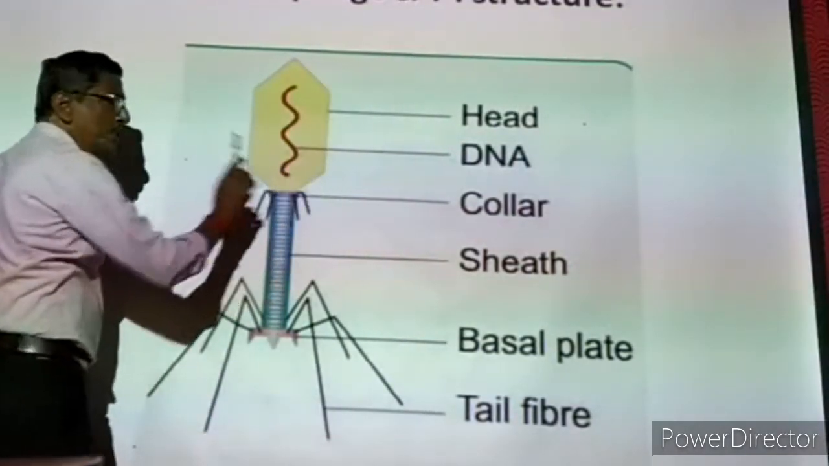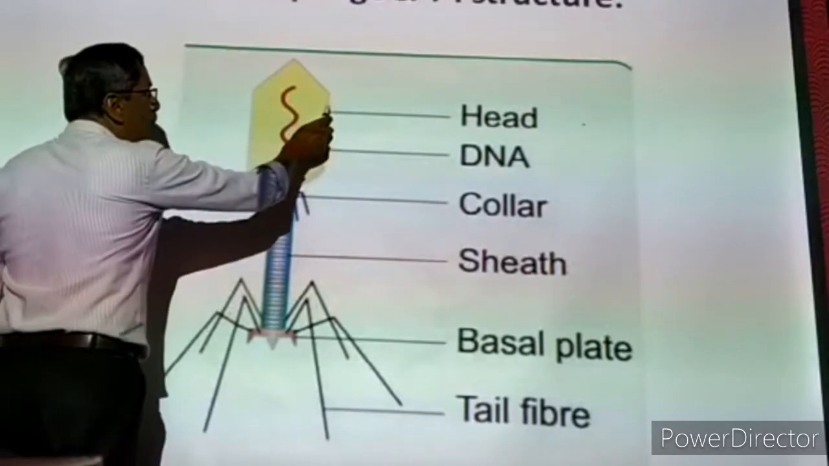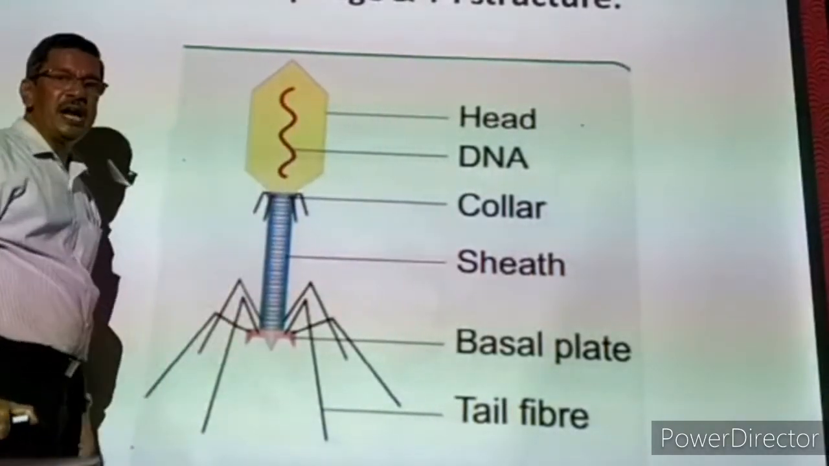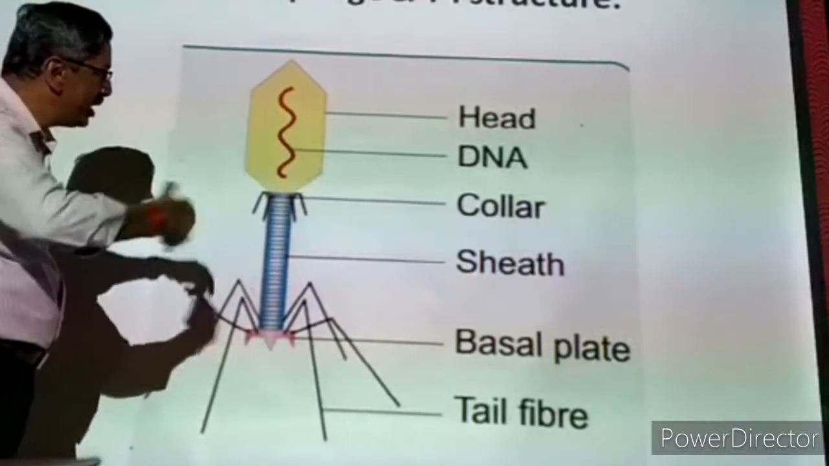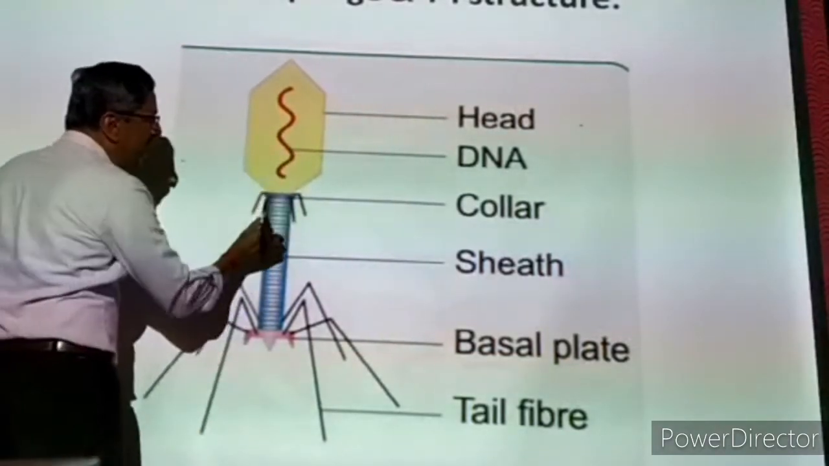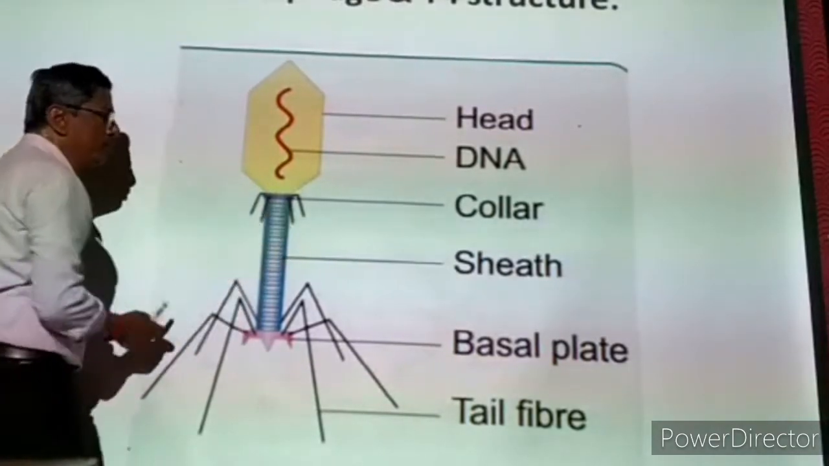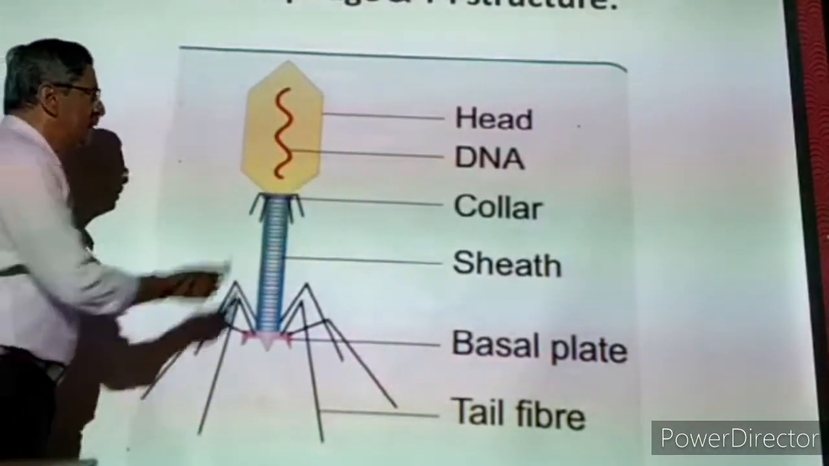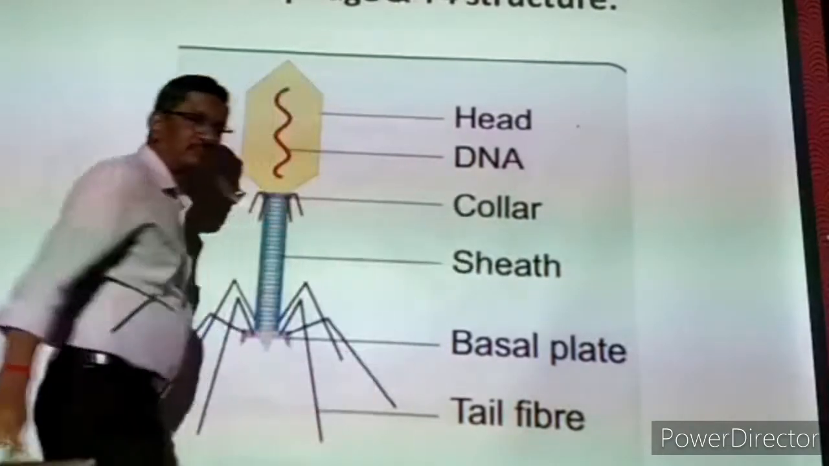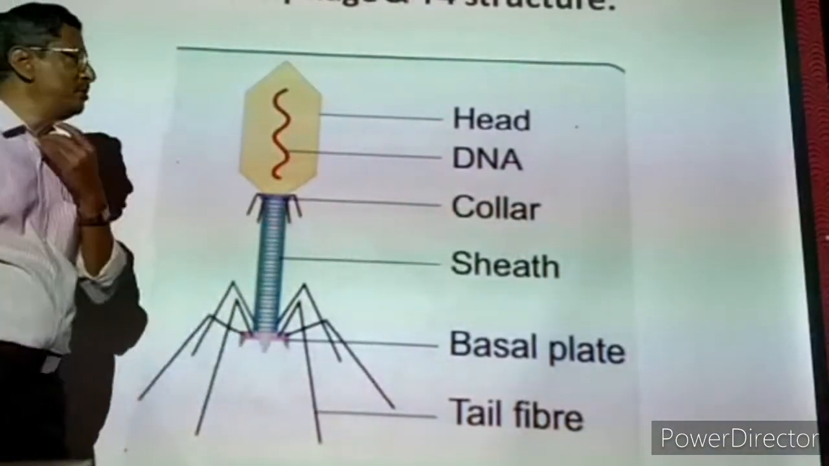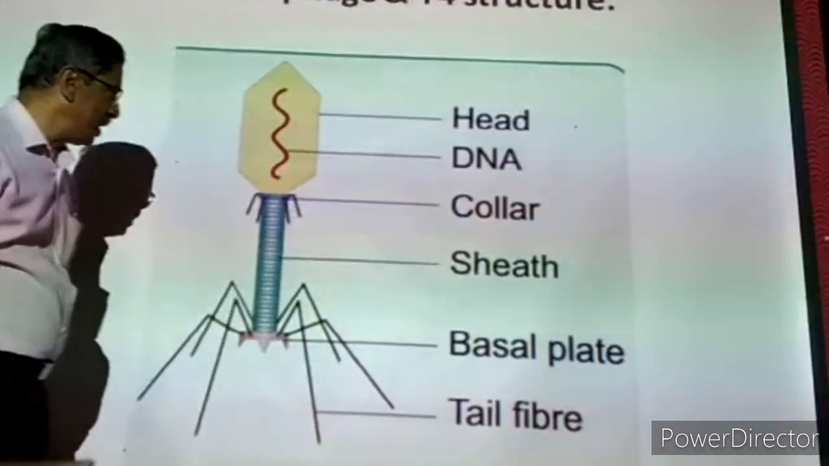That's all about the head. So the head has only two components: the outer protective covering called the capsid, and the single strand of DNA, which is kept in a highly coiled form. Now below the head there is a sheet of protein coat. It will be flattened and circular. It is called a collar. Collar means like a neck. Even we have a collar, that is the neck. That is the collar for the virus.